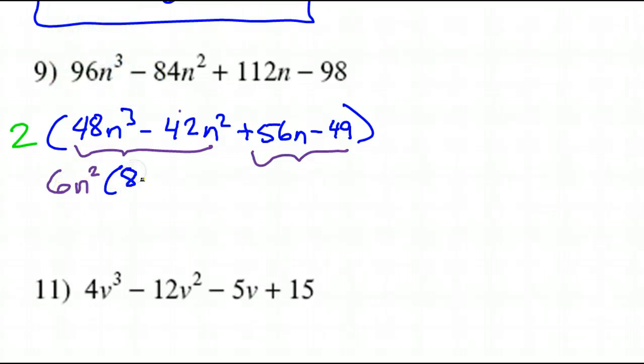And now 6 times 8 is 48, so 8n to make n to the third power. And let's see. 6 times 7 is 42. Alright, so that would make minus 42n squared. Okay, so we did that. So let's do the same thing over here.